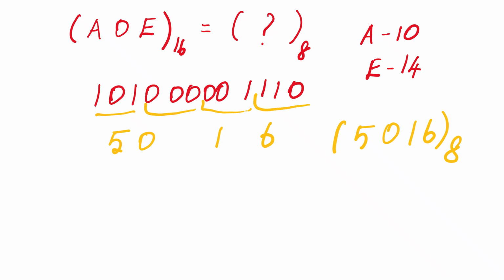For octal, we have to combine all the bits in three digits, like 101, and then 000, 001, 110. 110 means 6. 001 means 1. And then 101 means 5. So the final answer is 50160, base 8.